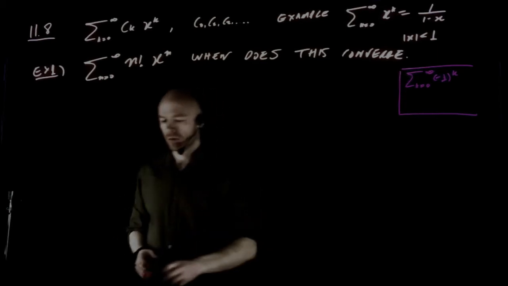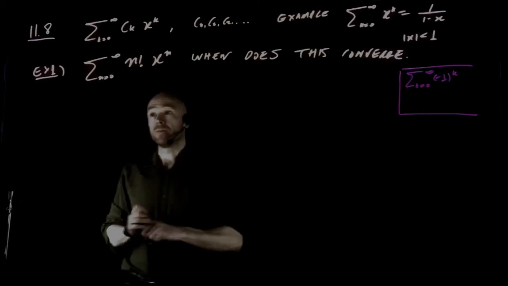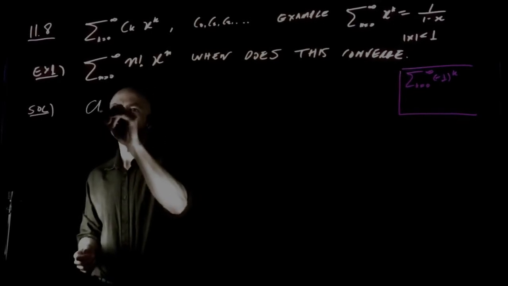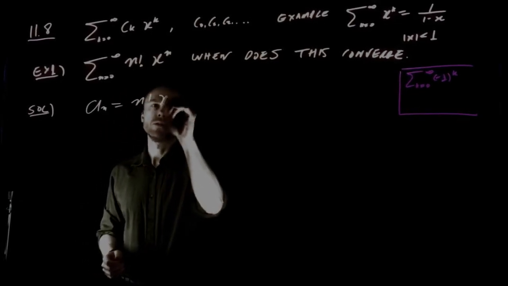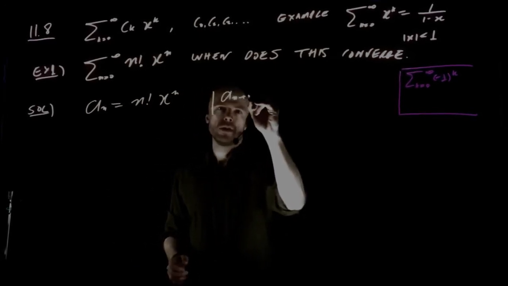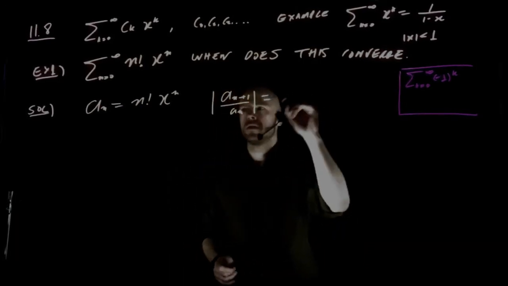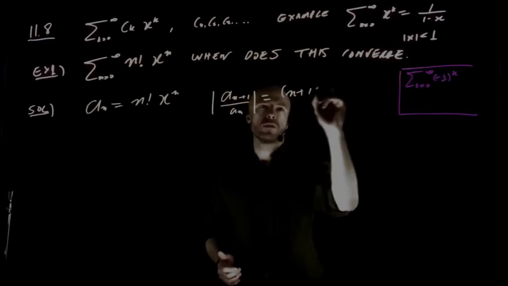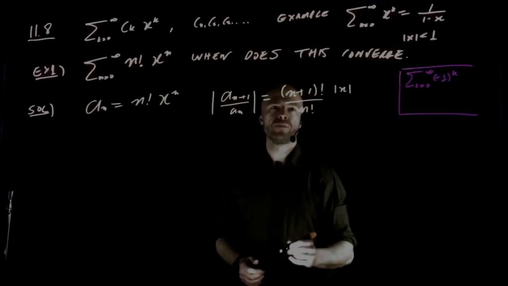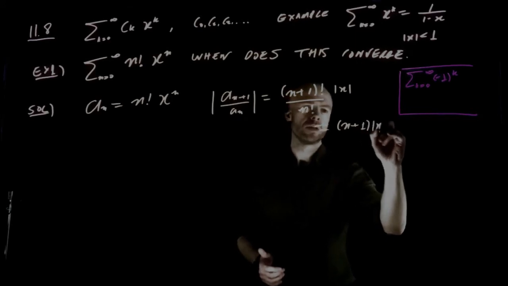We'll use one of our methods. And the most powerful, the most useful method is the ratio test. So, solution. If we use the ratio test, then we let a_n be n factorial x to the n. Then what do we have? We take the absolute value of a_(n+1) over a_n. What are we going to have? We're going to have (n+1) factorial over n factorial times mod x, right? And what's that going to be? That's just going to be (n+1) mod x.